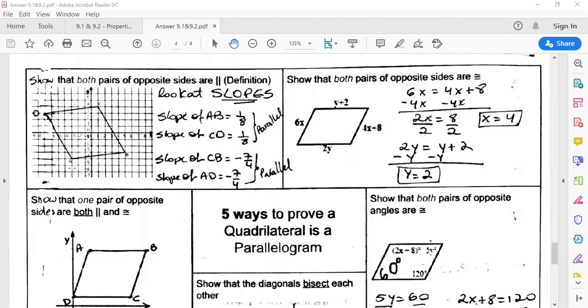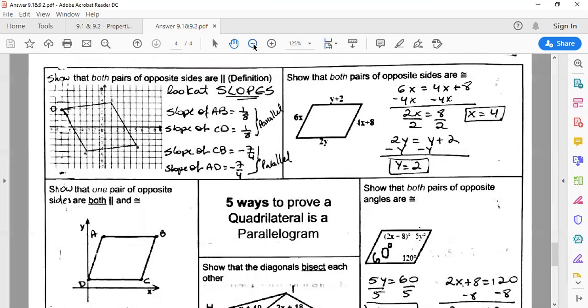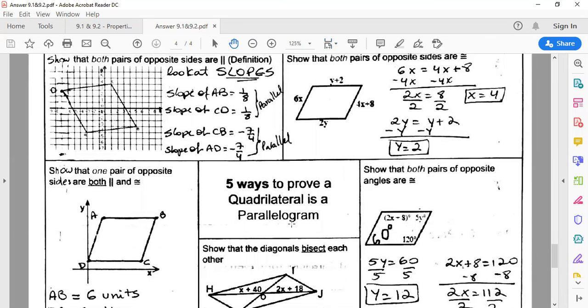All right, so here I made some examples for us to see the 5 ways to prove that a quadrilateral is a parallelogram. The first one is to show that both pairs of opposite sides are parallel. Remember, for parallel, you have to look at the slopes to see if the slopes are the same. Parallel lines have the same slope.